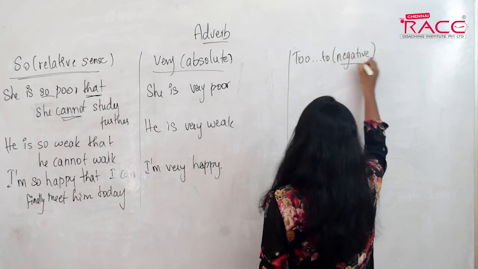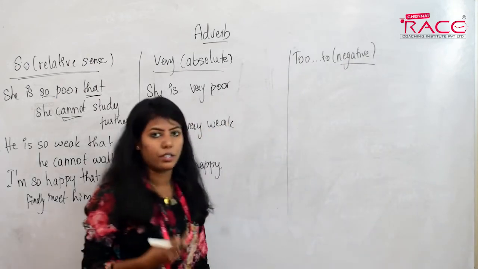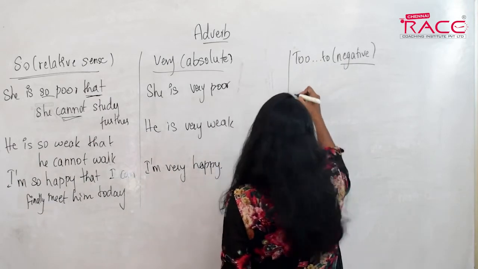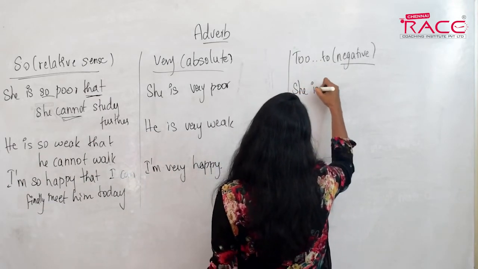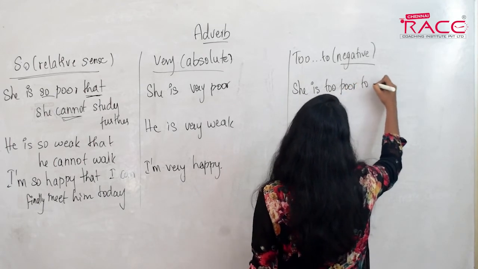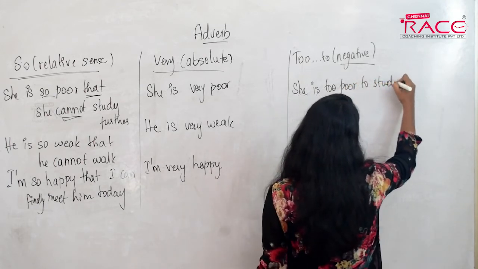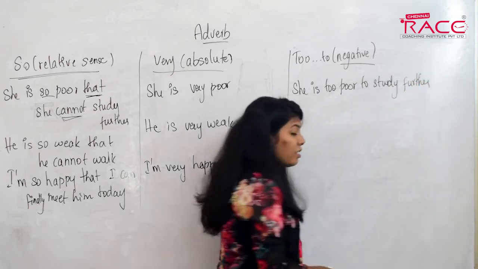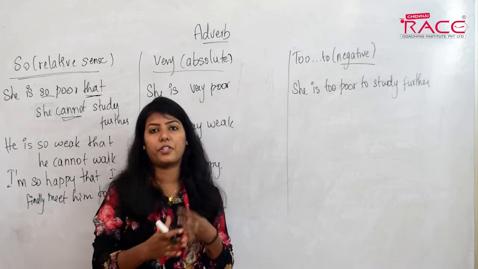We use this in a negative sense. Too is used in a negative sense. For example, when I say she is too poor to study further. She is too poor to study further. It means she is so poor that she cannot study further.